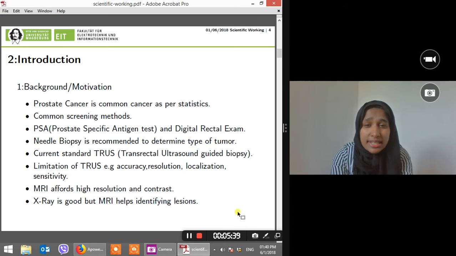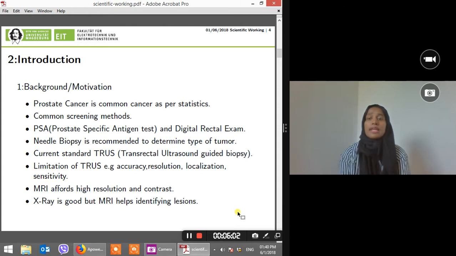So previously there were two common screening methods that were used to detect the presence of prostate cancer. The first one is PSA, prostate specific antigen, the presence of prostate specific antigen, and the second one is the digital rectal exam.